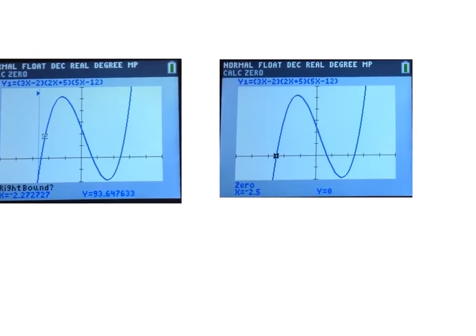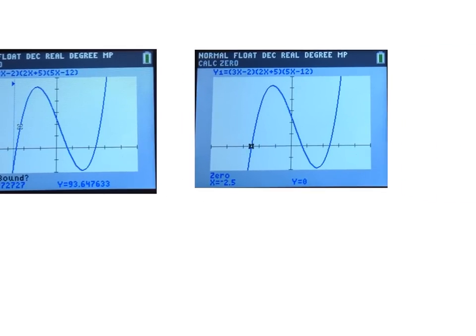Once I hit enter twice, you're going to see in the lower left hand corner, your calculator is going to print the word 0. It's going to say x equals negative 2.5, and of course y equals 0. If this doesn't say y equals 0, then we definitely did something wrong. But anyway, you should be seeing negative 2.5 on your screen, and if not, start fresh, go to second calc, and start all over again.